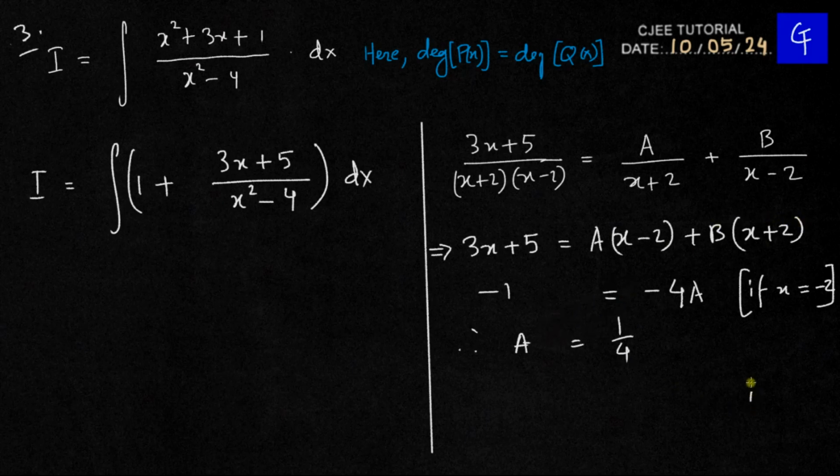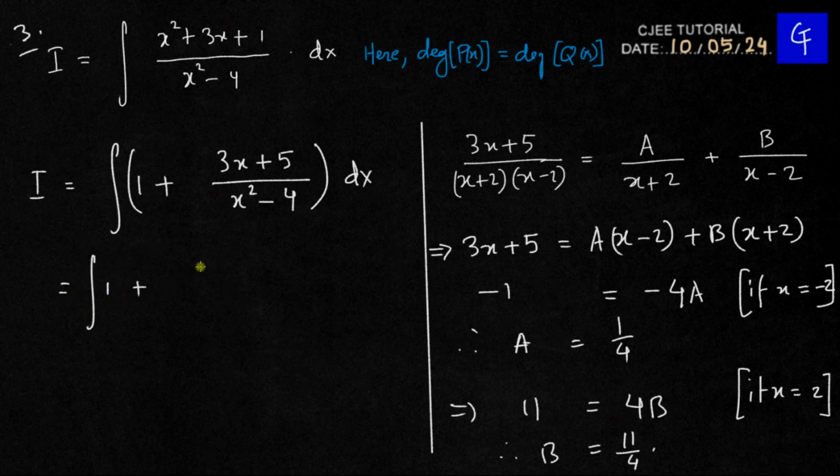Now similarly, if x is 2, then a cancels out, and on the right hand side we have 4b, and on the left hand side I think 11. Therefore b is 11/4. So our original function reduces to 1/4 (x plus 2) plus 11/4 (x minus 2).